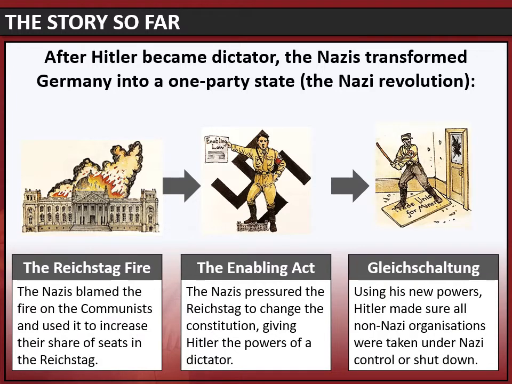Hitler then used these powers to make sure that all non-Nazi organisations were either taken under Nazi control or shut down. And we call this Gleichschaltung. That's a German word. It literally means coordination. Gleichschaltung. And that's the bit that we're going to look at today.